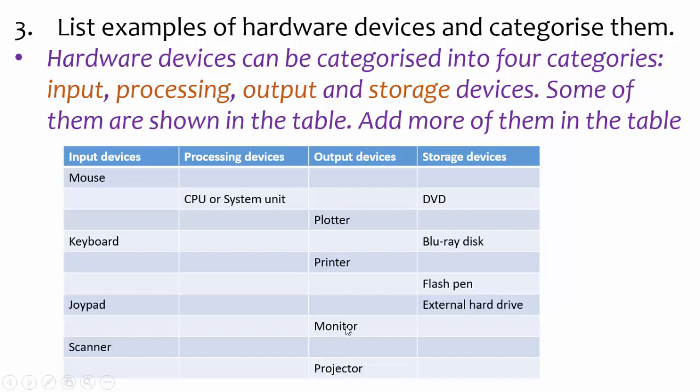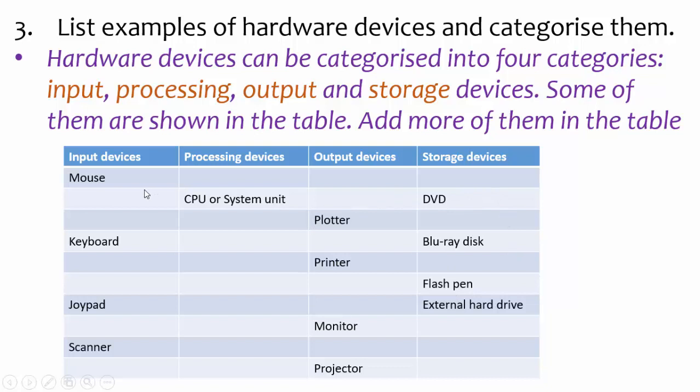Monitor, this has a screen which shows you what the computer is doing. Projector will show you what the computer is doing on a large screen which is cast on the wall or on a smart board. Another way of categorizing hardware, there is a category called storage devices here. These are simply devices which keep files. They store files for us.